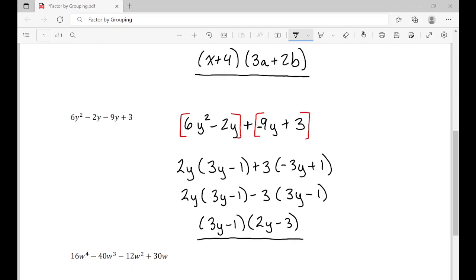Now if you have the question of, does it matter the order? Could it have been 2y minus 3 and then 3y minus 1? Yes, it can. These can flip. Same with these up here. They can be in different orders, so long as what's inside the parentheses is the same, but whatever order it comes in does not really matter.